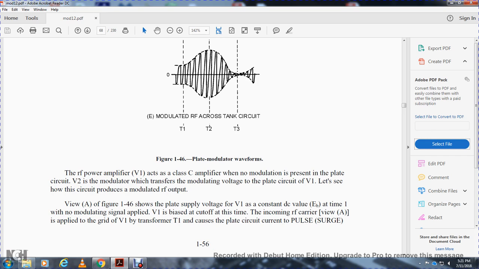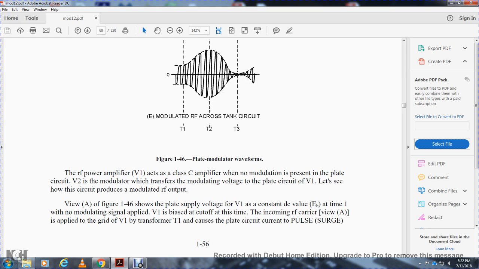View A of figure 146 shows the plate supply voltage of the radio frequency power amplifier as a constant DC voltage at time 1, with no modulation signal applied. The radio frequency power amplifier is biased to cutoff at the time the incoming radio frequency carrier, view A, is supplied to the grid of the radio frequency power amplifier, V1.